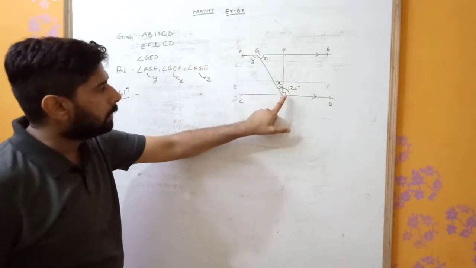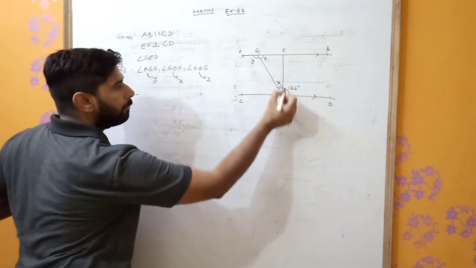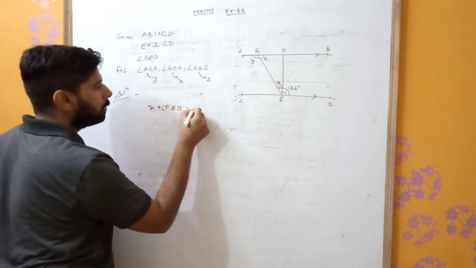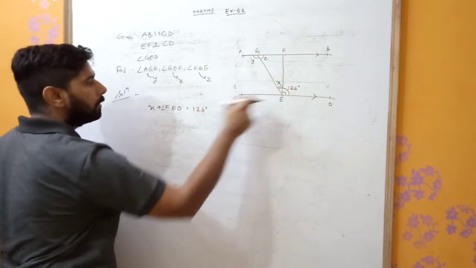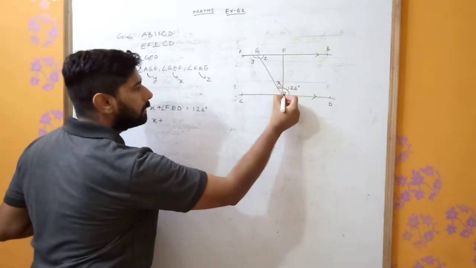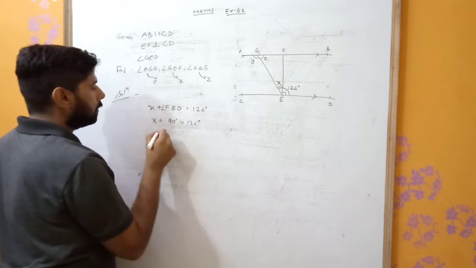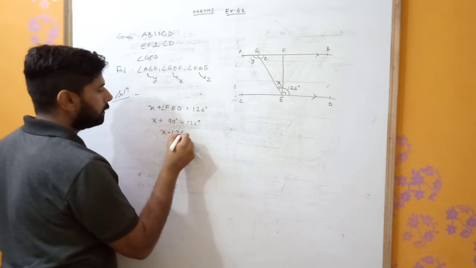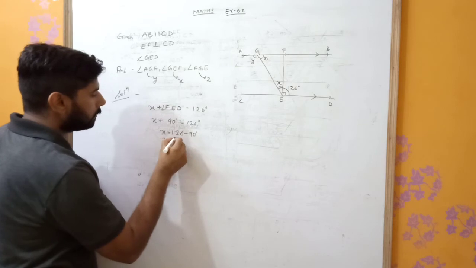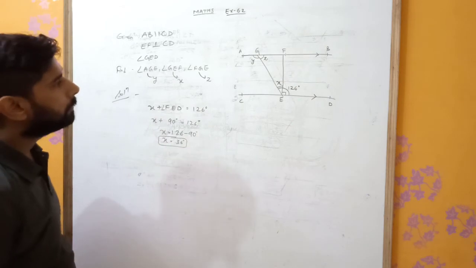This whole angle is 126 degrees, and this small angle is 90 degrees. So X plus FED angle is equal to 126 degrees from here. So X plus 90 degrees equals 126. So X equals 126 minus 90. X equals 36. So the first angle we have found.